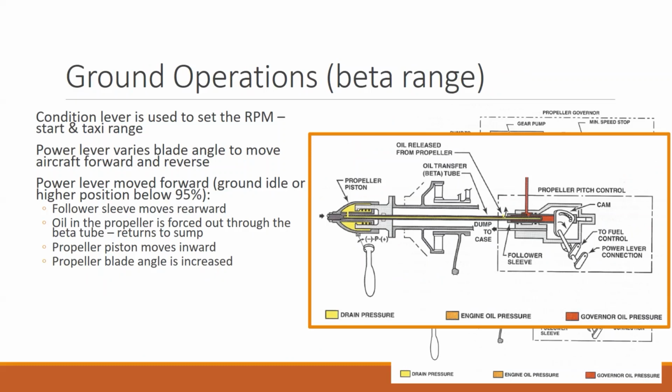That brings the beta tube with it. The beta tube is attached. It's bolted into the end right here. And as it slides aft, when the blade angle increases to the point that we've selected, this drain pressure port is going to line back up with the end of the follower sleeve here, and that's going to stop it from continuing to go any further to higher pitch or even to feather.